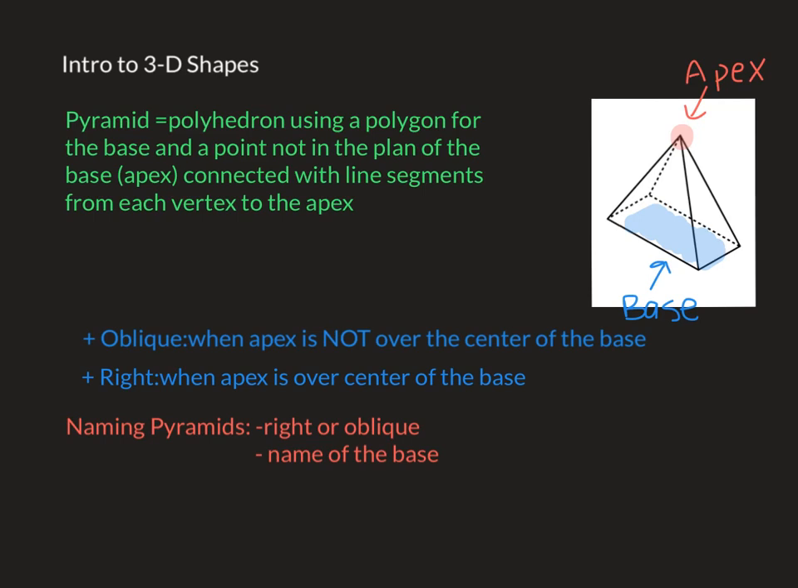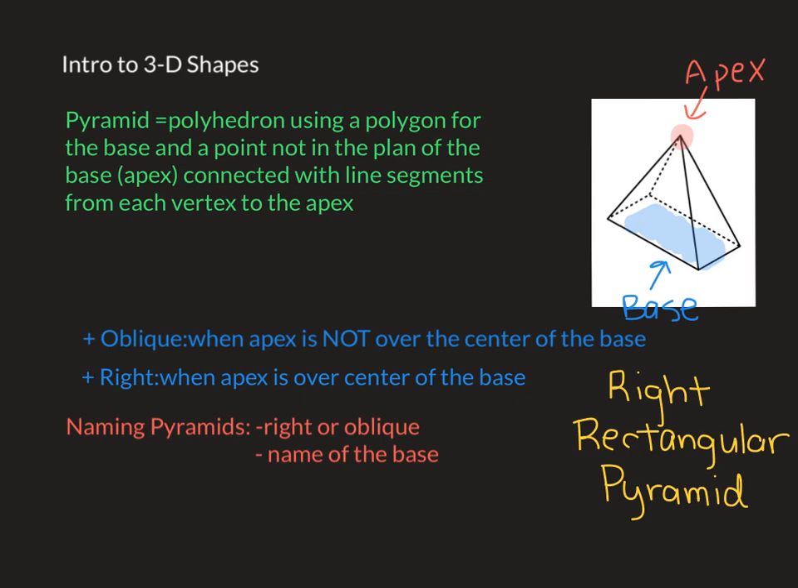If you came up with that it is a right rectangular pyramid, you are correct. You can see the base is a rectangle. The apex is directly above the center of the rectangle, and then it's obviously a pyramid, so that is a right rectangular pyramid. Just like before, go ahead, pause the video, and sketch and name two other different pyramids.